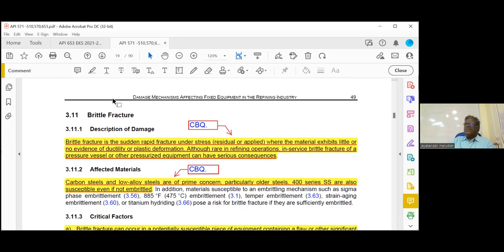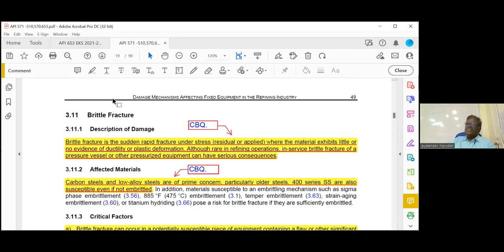Now, what are the critical factors for brittle fracture? The most important critical factor is the temperature. Only below a certain temperature will brittle fracture happen. The temperature depends on the material and the thickness. What is this temperature called? Transition temperature, very, very important. Above the transition temperature the material will be ductile, below it the material becomes brittle. The temperature at which the material changes from ductile to brittle is called the transition temperature. Temperature is the most important critical factor.